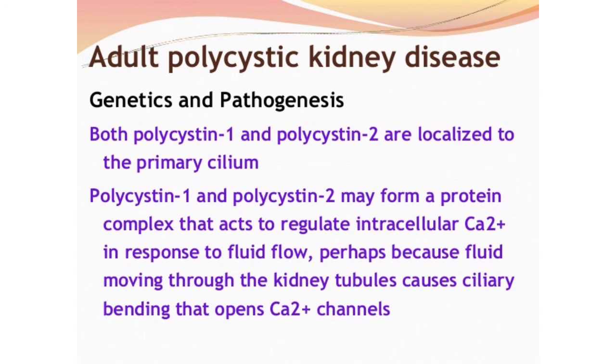So my dear students, both polycystin 1 and polycystin 2 are localized to the primary cilium. These polycystin 1 and polycystin 2 may form a protein complex that acts to regulate the intracellular calcium in response to fluid flow, perhaps because fluid moving through the kidney tubules causes ciliary bending that opens the calcium channels.